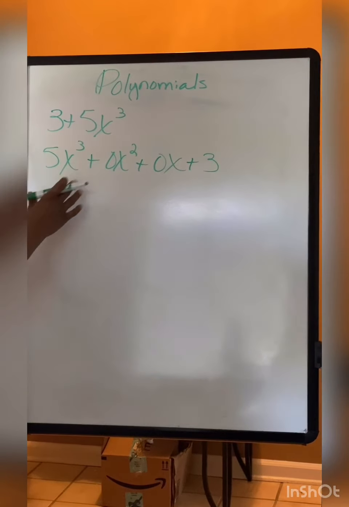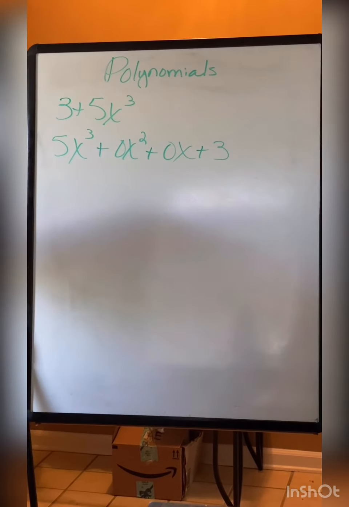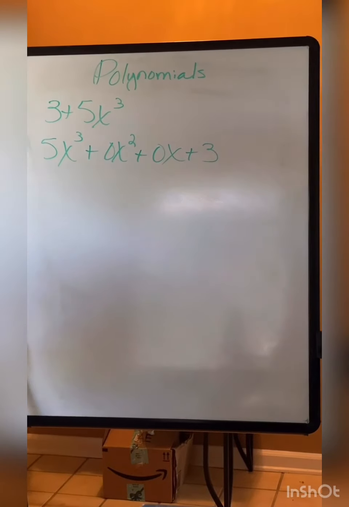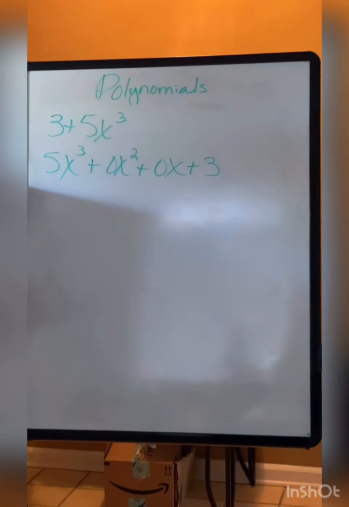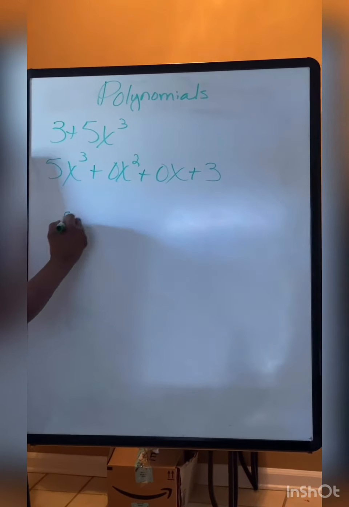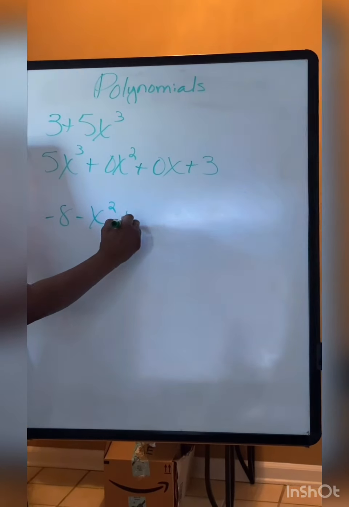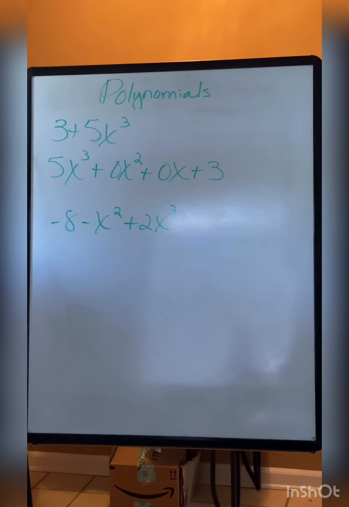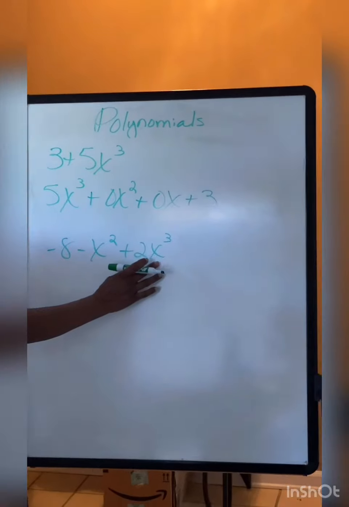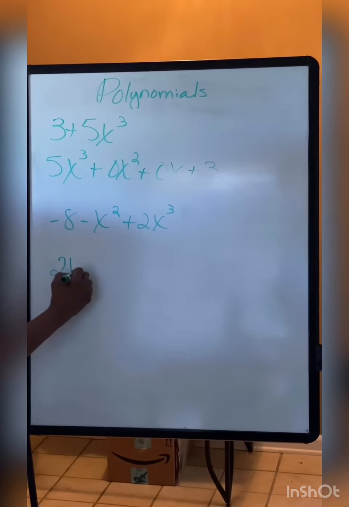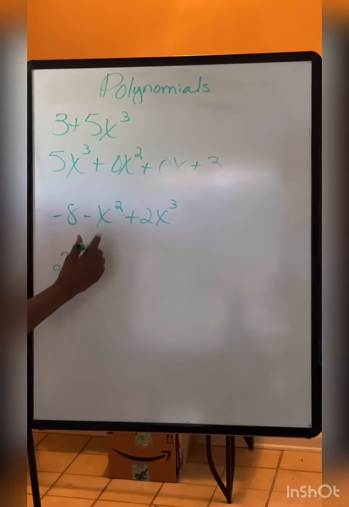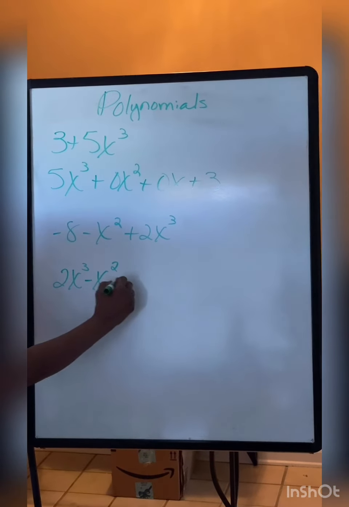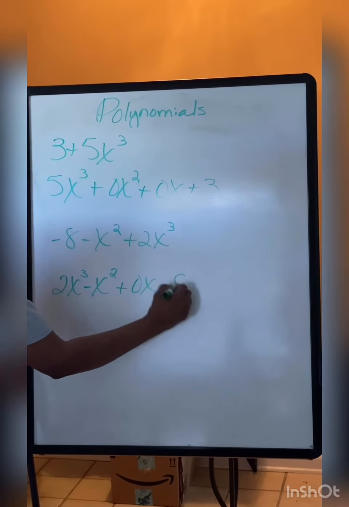Now this is going to be extremely important when we start dividing polynomials. Sometimes you'll have missing terms, and we'll be able to insert what we call zeros, okay? If I had a negative 8 minus x squared plus 2x cubed, I want to write this with descending powers. I will start with the greatest exponent for x. The next exponent would be x squared. Now I don't see an x to the first, so I'm going to insert a 0x minus 8.